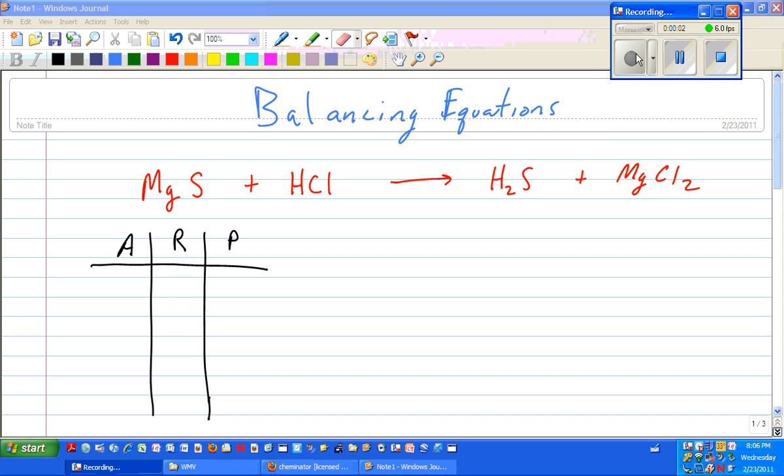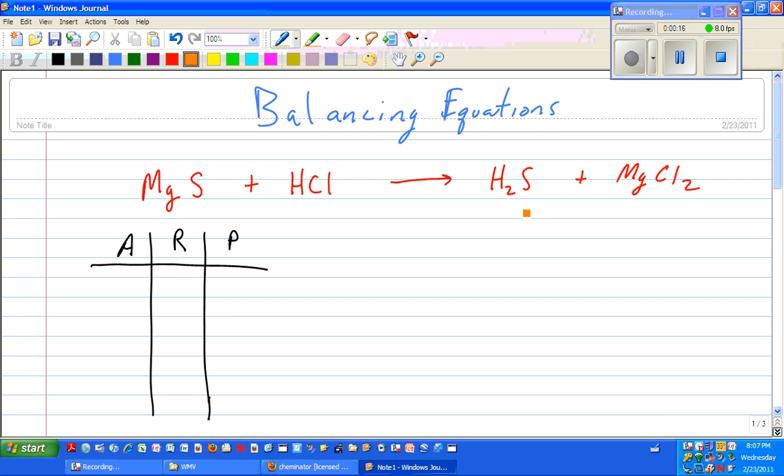I thought I'd do a couple more examples in addition to the stuff we did in class as far as balancing equations go. Stuff you can look at over and over and see how these things are done. I've set up my ARP table, and I've got my equation here that I've got to balance, and let's go ahead and get started.